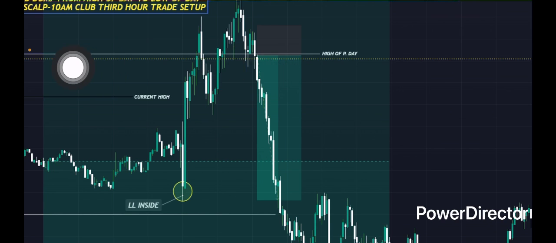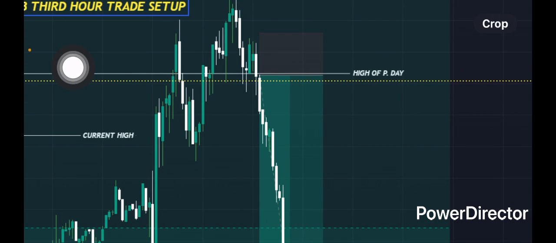Now, when we broke these wicks right here, you can see all these wicks to the downside. When we broke that level, I was pretty comfortable with this trade. Okay, so I tightened my stop a little bit, but not too much. When we broke this level right here, you can see we broke it significantly. We didn't just come down here, wick through it, and then push back up. No, we broke through it. Boom, boom, two big candles.